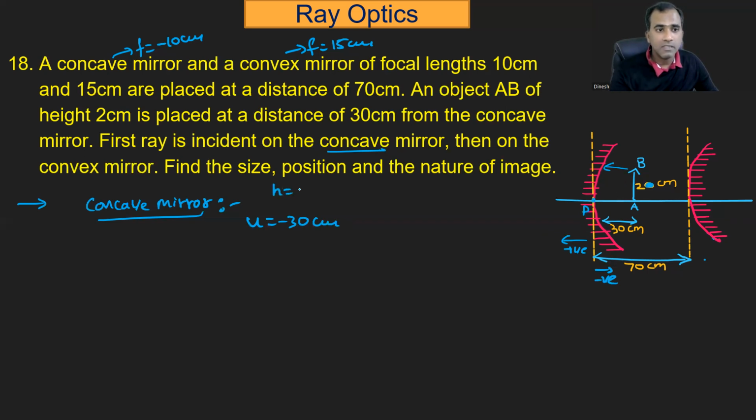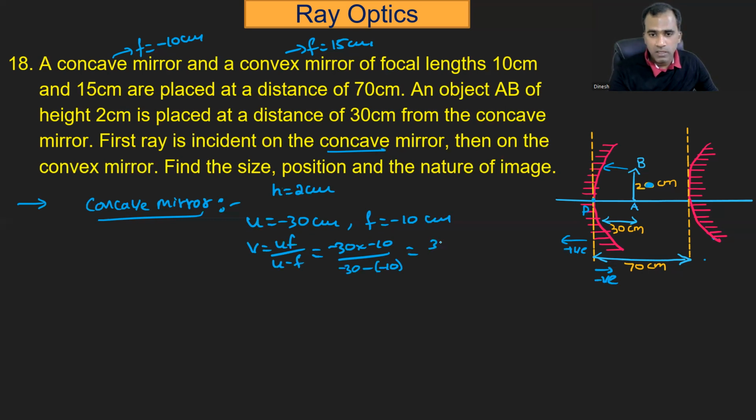the height of the object is given as 2 centimeters. So U is given, F of the concave mirror is also given. Let us quickly use the formula: V equal to UF by U minus F. Applying the formula is the easiest part here. Writing the U value and F value with the signs, that is the important, tricky part.